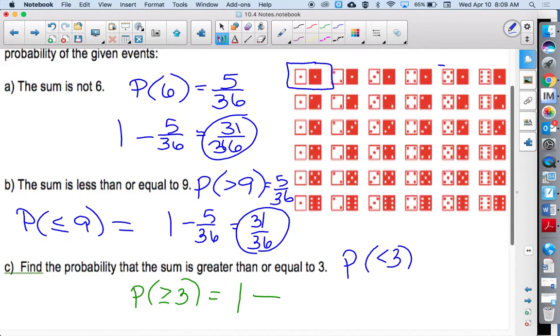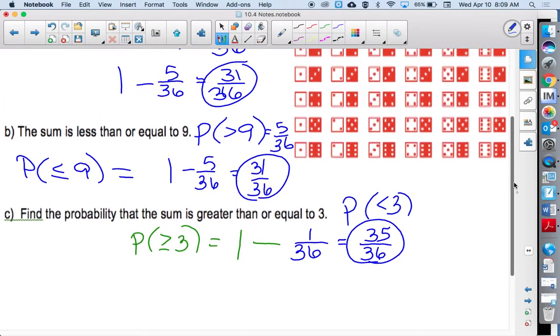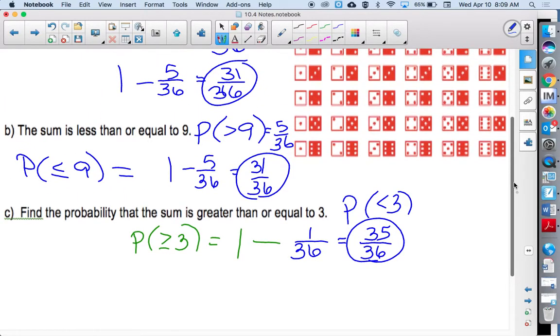So that top left corner, the sum of 1 plus 1 is 2. If I go to 1 and 2, that sum is 3. 2 and 1, that sum is 3. We're just looking for the sum being less than 3. There's just one of them out of 36, which means 35 out of 36 sums are greater than or equal to 3. So sum means add the two values together. So you're taking your pair of dice and adding them together.